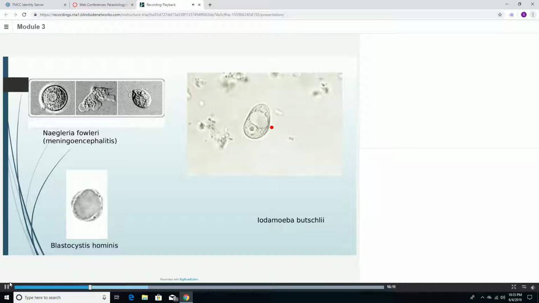These are considered non-pathogenic, but they can be found in the intestinal tract. So it's important for you guys to be able to recognize these parasites. One thing I want to note about the Iodamoeba species is you see that large vacuole present inside of this stage. That's characteristic of Iodamoeba bütschlii.